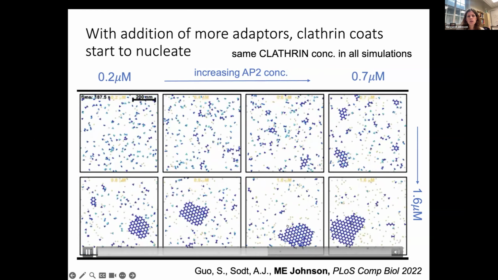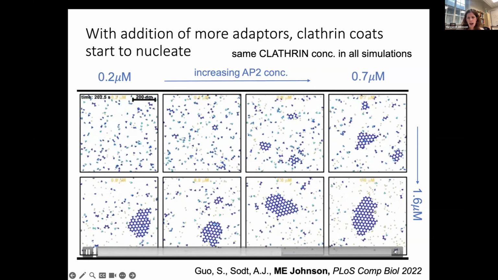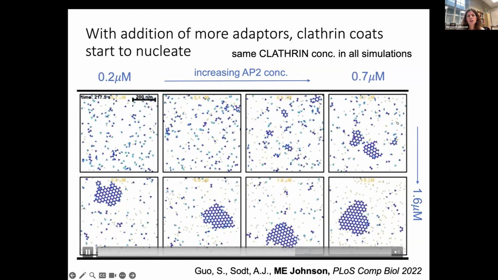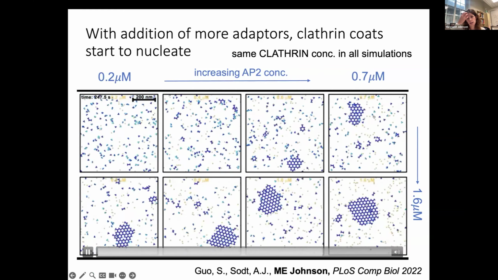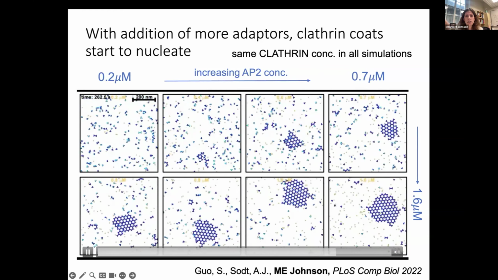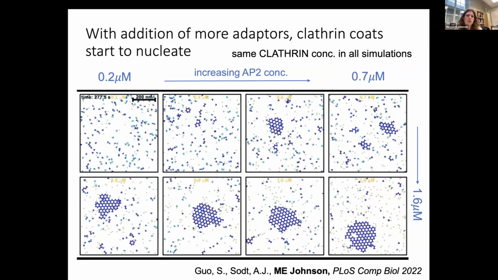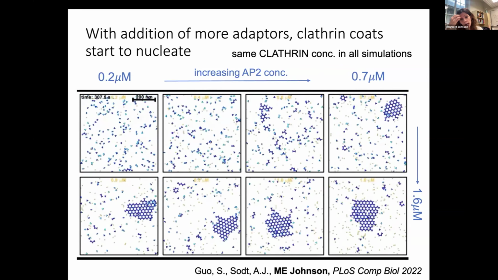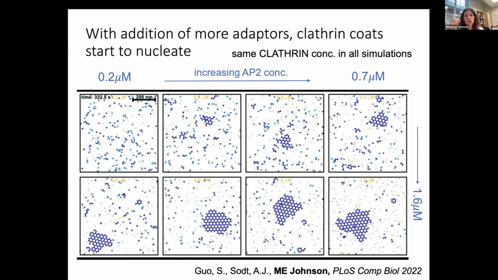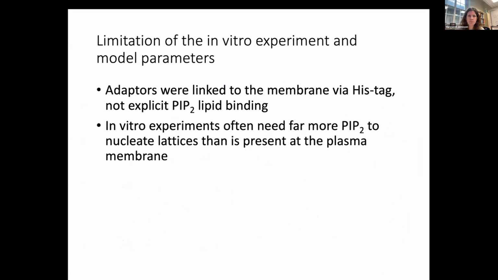The more adapters you give it, the bigger it will assemble and the faster it will assemble. And you can see here that it's actually quite dynamic. It assembles and then it falls back apart again, which is actually what is seen in vivo. They see that these structures can nucleate and disassemble. So we showed that it could actually happen spontaneously if you just don't have enough links to the membrane. This is something that we published a few years ago.